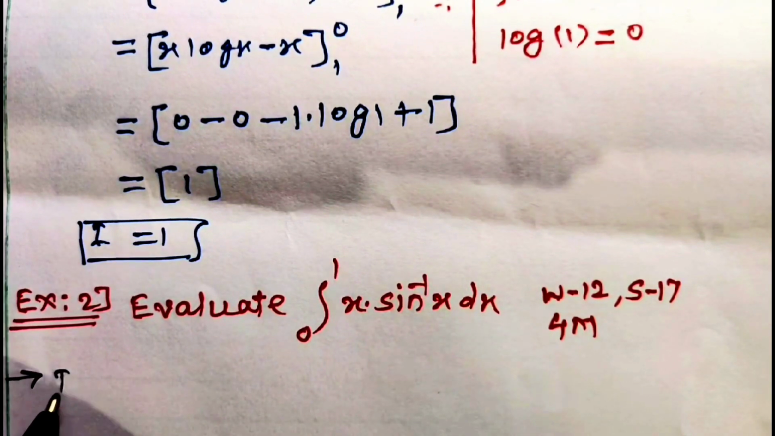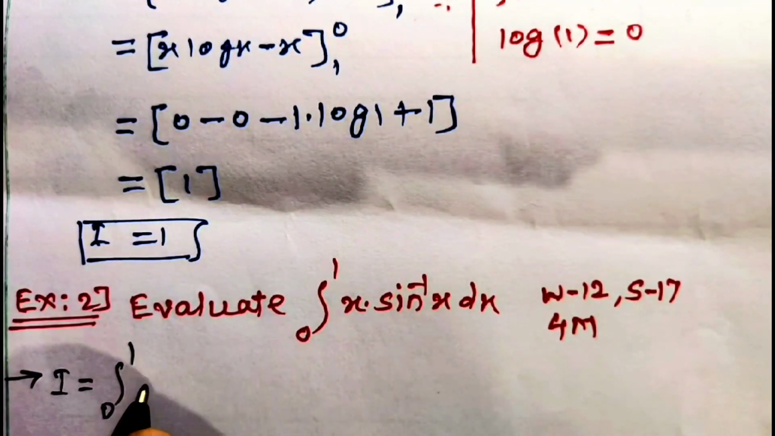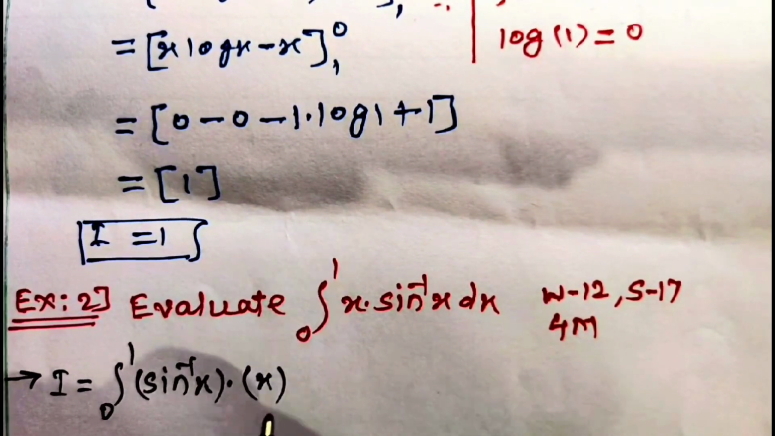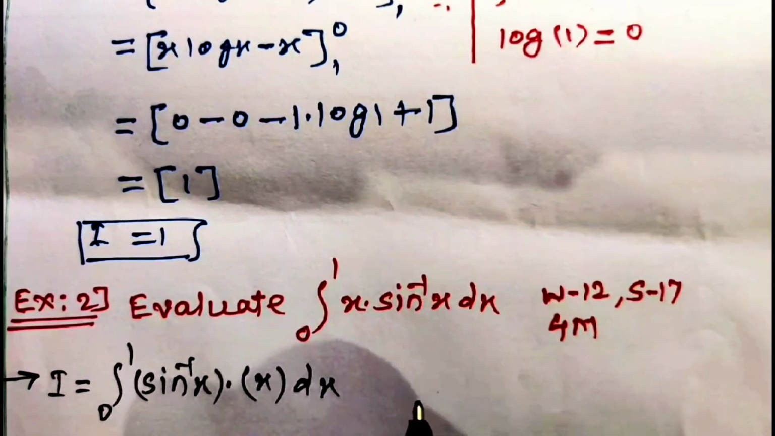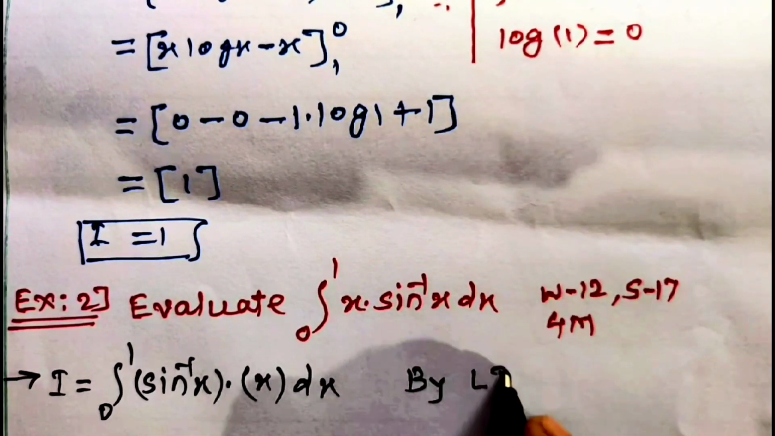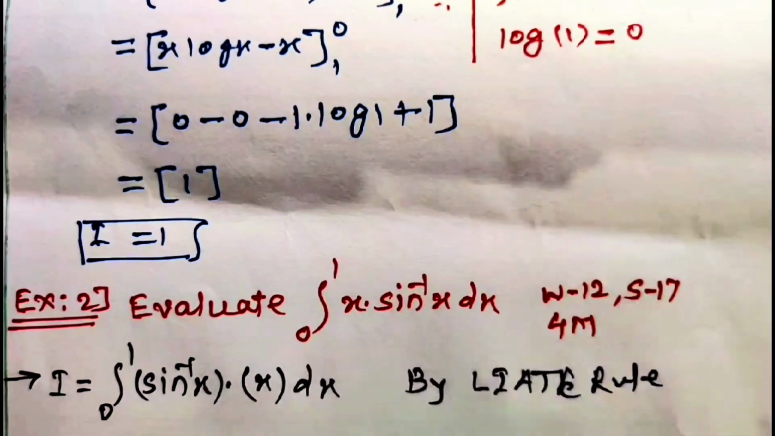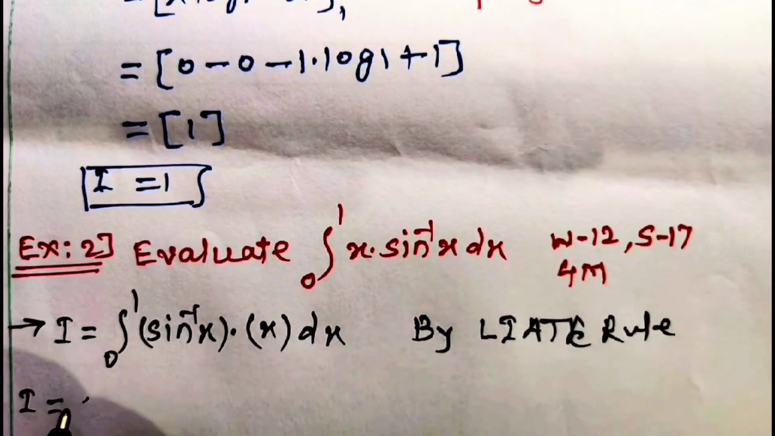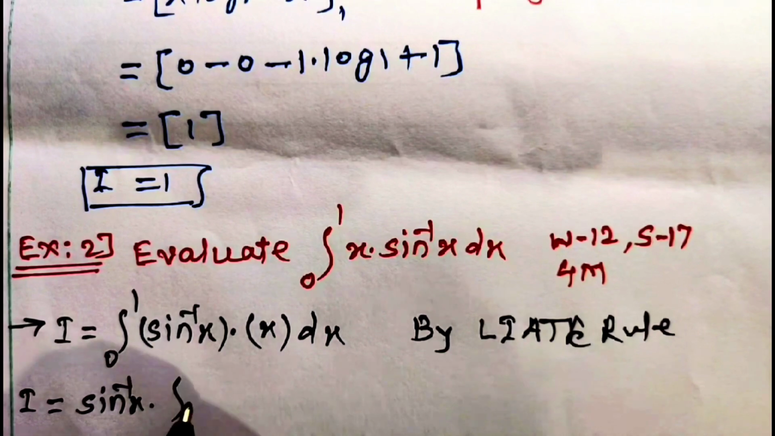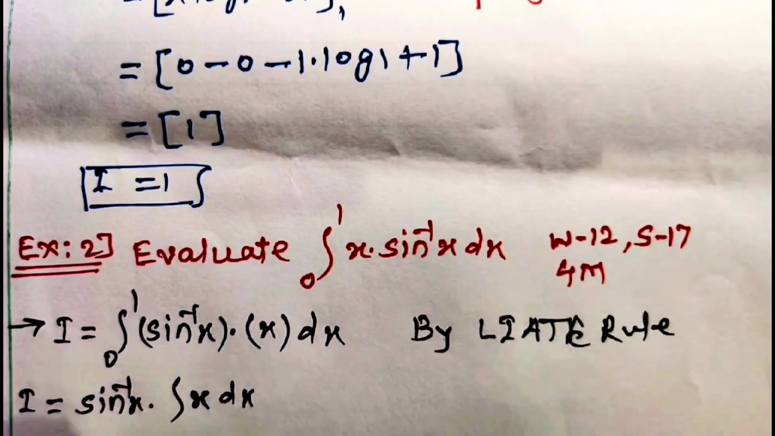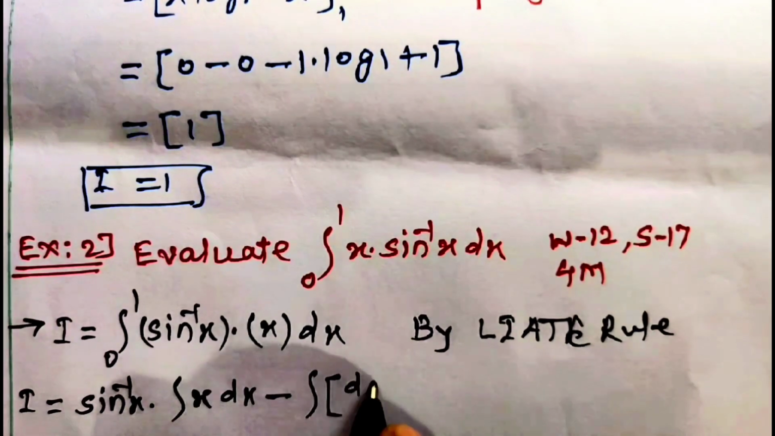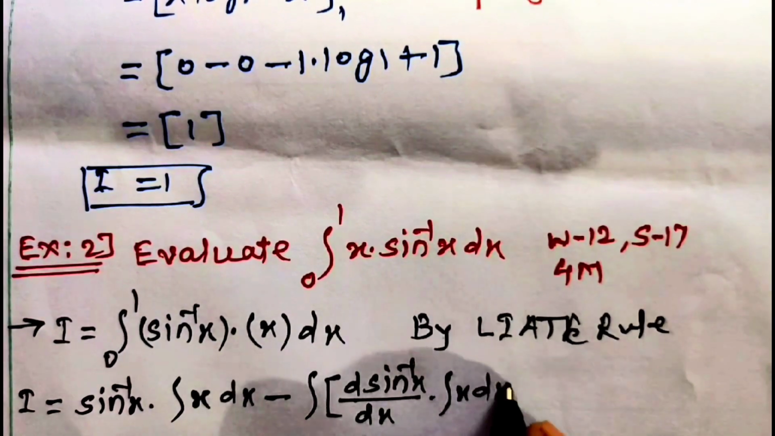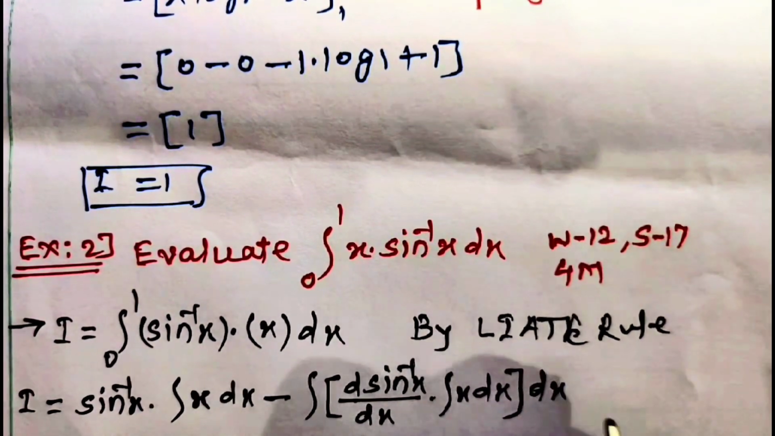Hence I is equal to, we can write, integral from 0 to 1 sine inverse x, this is the first function, into x, algebraic function is the second function, integral with respect to x. We can write here by LIATE rule. Hence again applying the by parts method, I is equal to the first function as it is into integral of the second function, integral with respect to x, minus integral of derivative of the first function with respect to x into integral of the second function with respect to x, and then integral with respect to x.